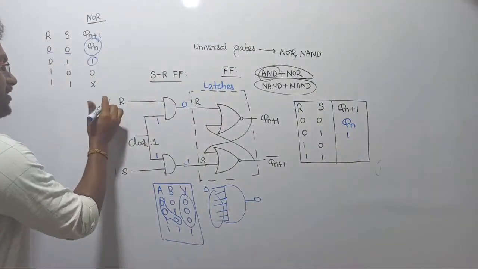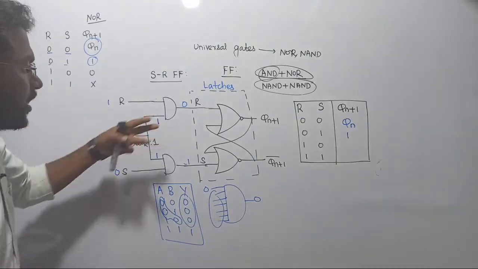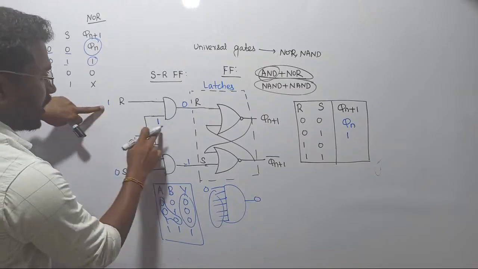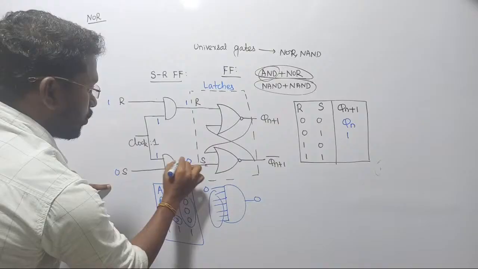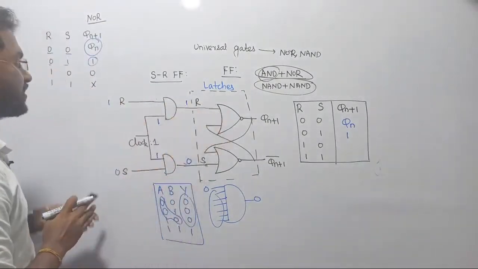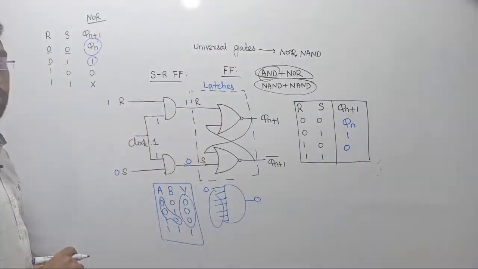Now let us consider the next case: 1 0. If I pass 1 0 as the input, let's see what happens. If I pass 1 and 0 as the input, 1 into 1 will give you 1, and 0 into 1 will give you 0. What will be the conclusion? If I pass 1 0 as the input for your latches, the output of the circuit is immediately going to be 0.